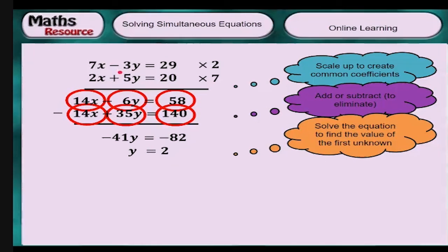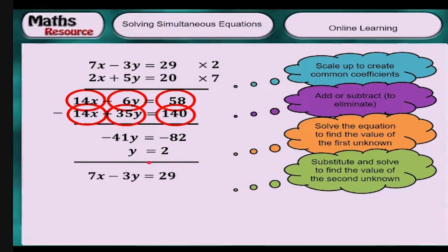Again, I then pick one of these, either the top or the bottom. And just as before, I'm going to pick the top one. Okay. So I know y is 2. So I've got 7 times x minus 3 times y. Now remember, y is 2. So that's now going to be 7x minus 6 equals 29.